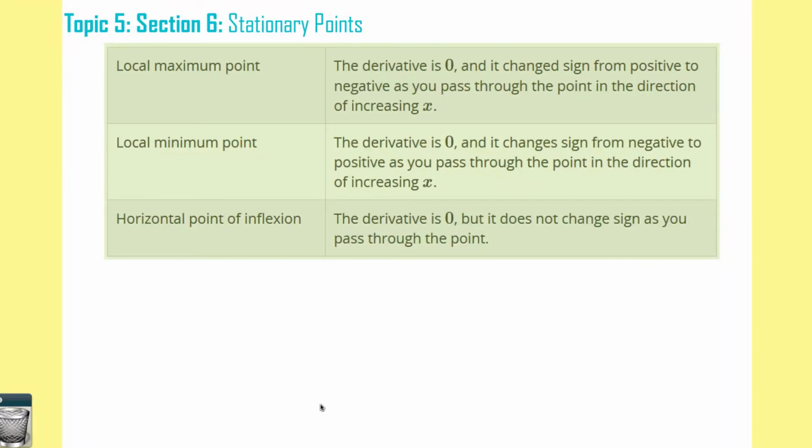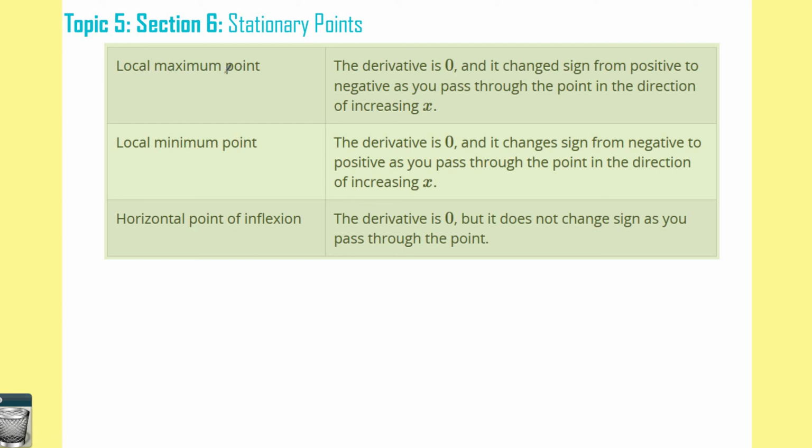Hello, we're going to talk about topic 5, section 6, which is stationary points. We have talked about this before, but I wanted to do a separate lesson on just it, talking about maximum and minimum points. There is another type of stationary point called the horizontal point of inflection, so an inflection point, and I'll show you what that looks like in a few minutes.